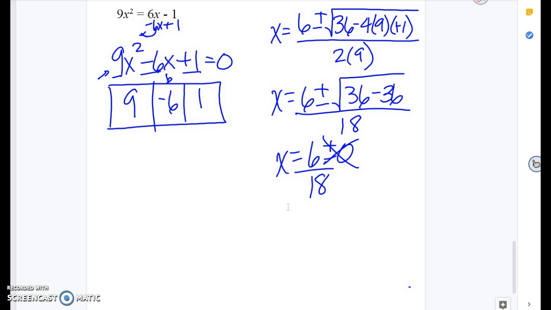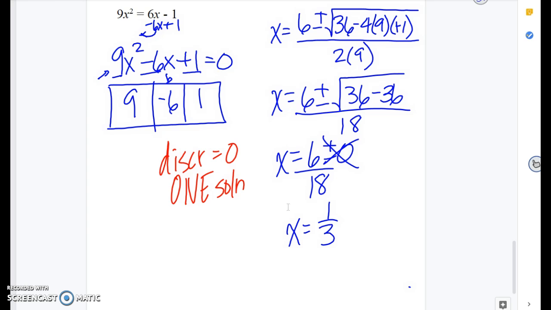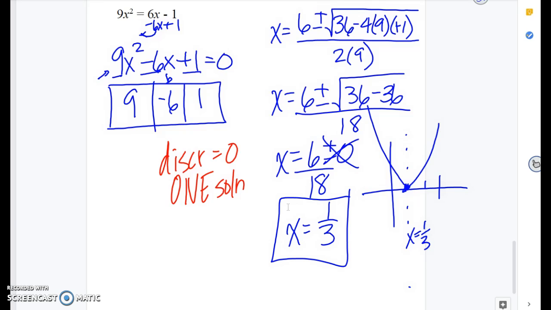That's an important thing to remember. My discriminant is 0, so there's one solution. You can't just leave it at that, though. You've got to tell me what the solution is. So my x equals 1/3, which means on the graph, if I was to graph this, it's just going to sit on my x-axis at 1/3. So that's what that means, I only have one solution, and that's what it ends up being.